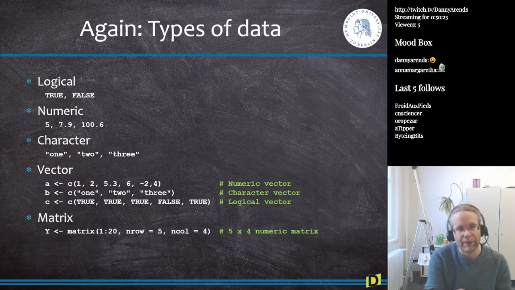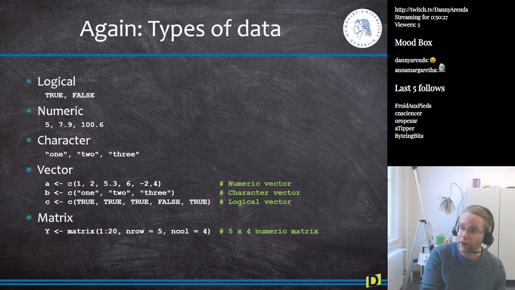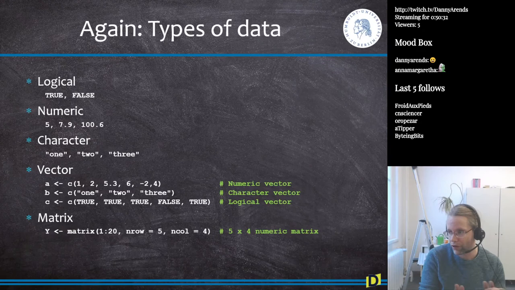Alright, so just as a reminder, these are the types of data. So we have logicals, true and false. We have numerical values, which are 5, 7.9, 10.6, which is slightly different from other programming languages. We have character vectors, which are called strings in many other languages, which are things like "123" with the double quotes surrounding it. We have vectors and we have matrices.